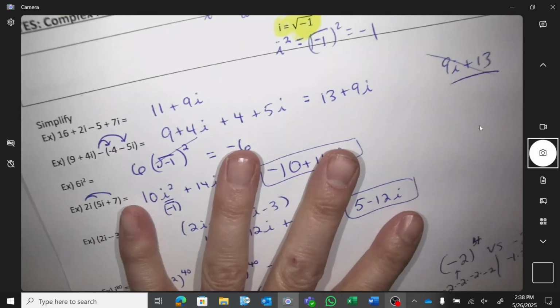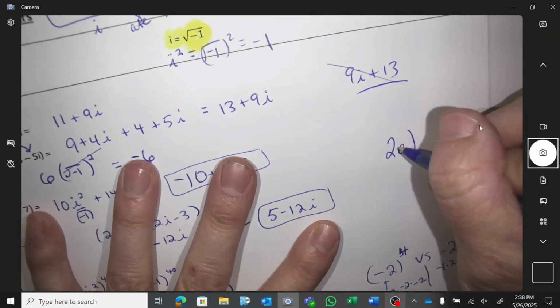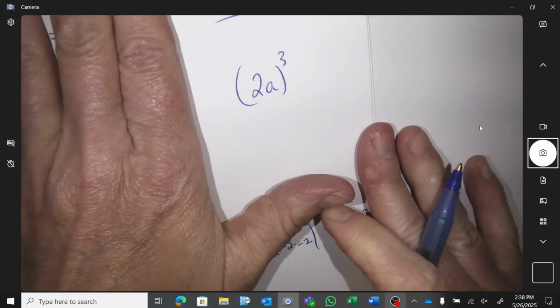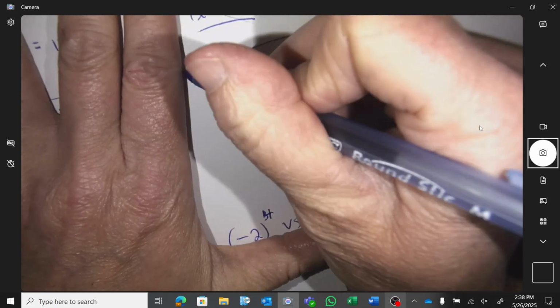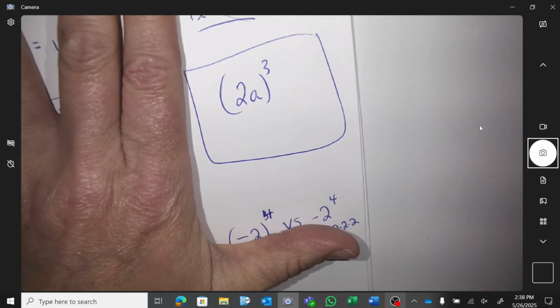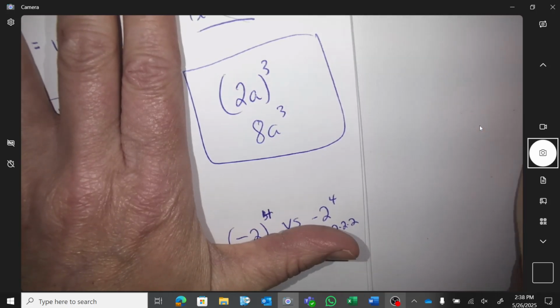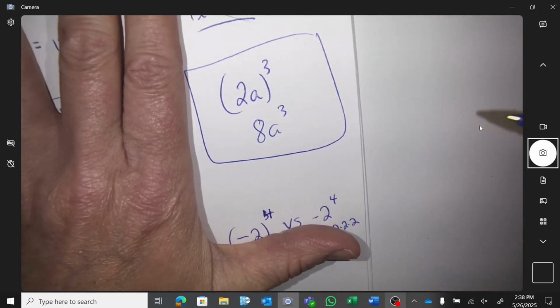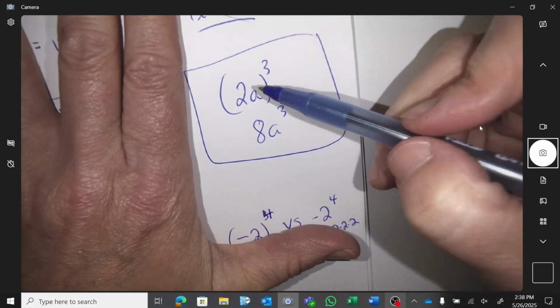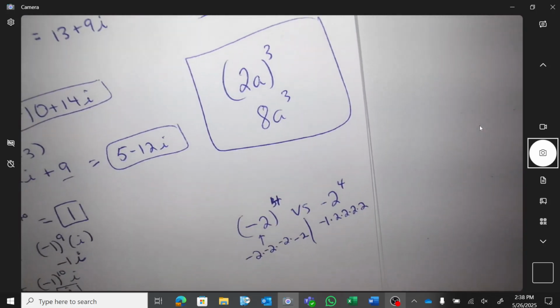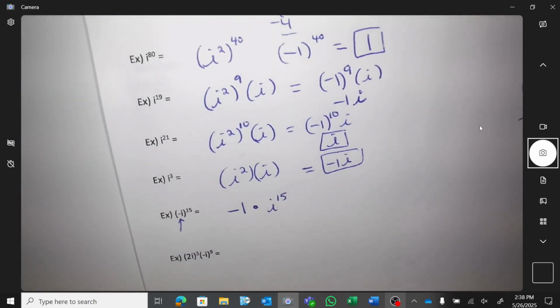Okay, should I do another example? What is the answer to this? 6a cubed. No, 8. 8a cubed. Got it? Because you repeat 2, 2, 2. You repeat that, and then you also repeat the a. Okay, so you treat it like what's the coefficient repeated value, what's the variable part repeated. Okay, good. Now, what are we going to do with i^15?